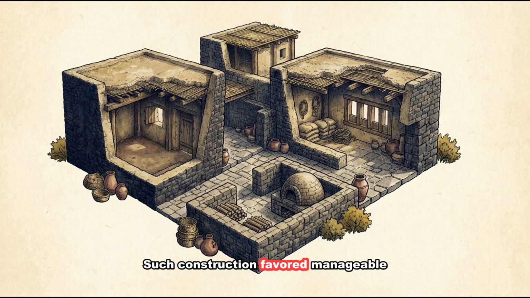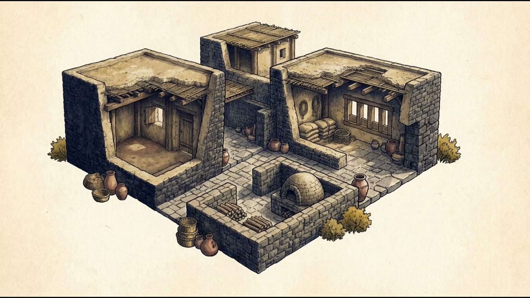Such construction favored manageable spans. Shorter rooms could be covered with available timbers more easily than broad halls, which fits the compact interior spaces found in many domestic remains. Roof design followed the practical limits of available materials.